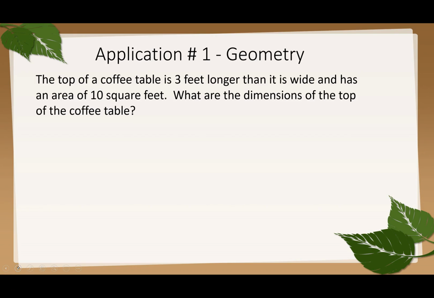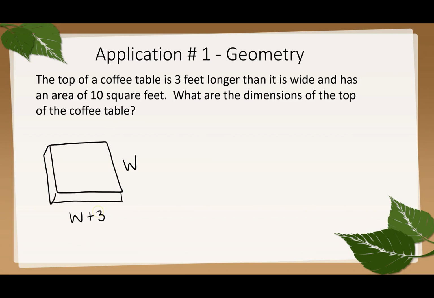Okay, here's another geometry example. The top of a coffee table is 3 feet longer than it is wide and has an area of 10 square feet. What are the dimensions of the coffee table? All right, let's go ahead and do a coffee table here. Not my best picture, but you get the idea. So we've got a coffee table that is 3 feet longer than it is wide. So I'm going to call that its width, and then I'm going to call this width plus 3, because the top of the coffee table is 3 feet longer than it is wide.